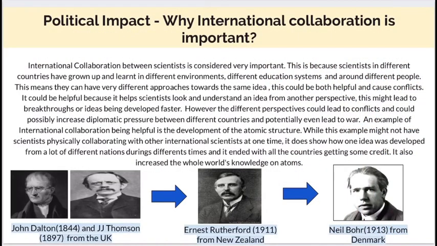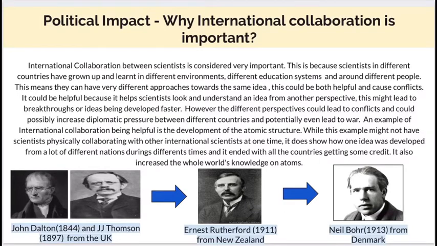Political impact. Why international collaboration is important. International collaboration between scientists is considered very important. This is because scientists in different countries have grown up and learnt in different environments, different education systems, and around different people. This means they can have very different approaches towards the same idea, and this could be both helpful and cause conflicts. Having different approaches to the same idea could be really helpful, as it can allow scientists to understand the idea from another's perspective and could lead to breakthroughs and even potentially the idea being developed faster.